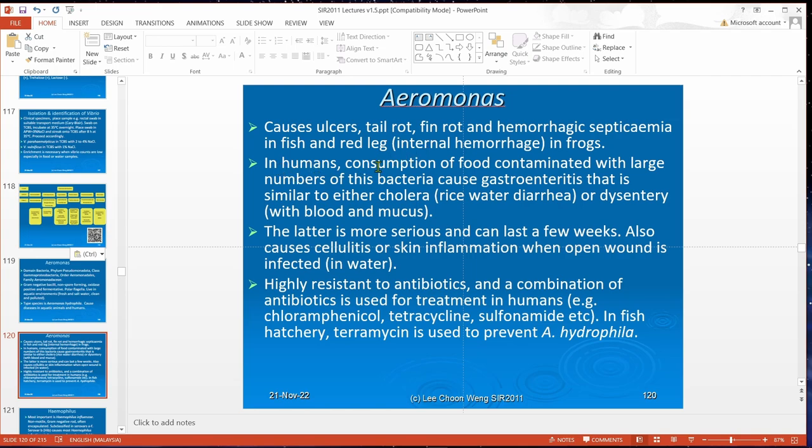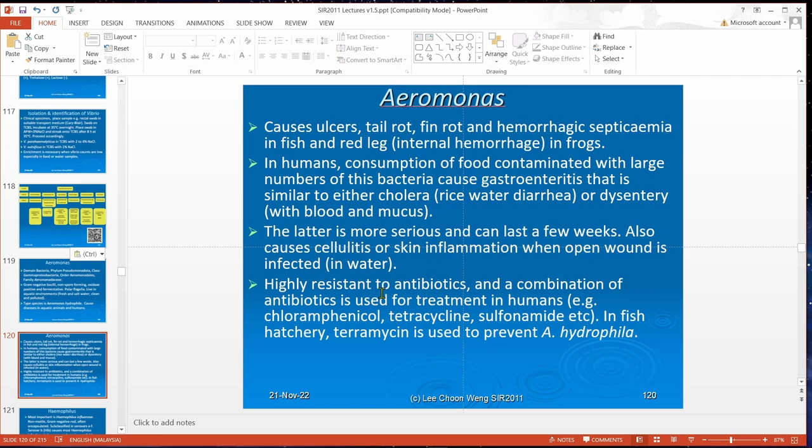Whereas in humans, consumption of food contaminated with large numbers of this bacteria causes gastroenteritis that is similar to either cholera, where we have rice water diarrhea, or dysentery, where the stool has blood and mucus. So the dysentery type diarrhea is more serious and can last a few weeks. If you have an open wound and you are exposed to the bacteria in water, the bacteria may infect and cause cellulitis or skin inflammation.